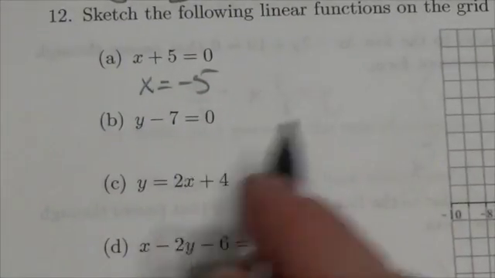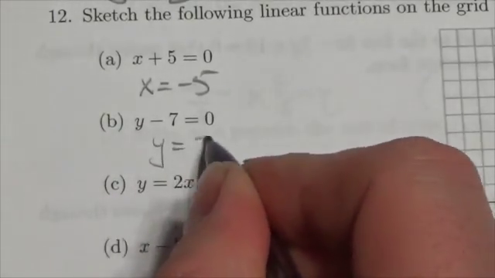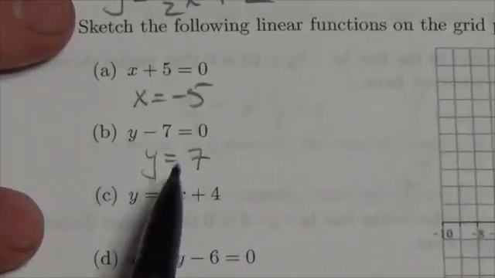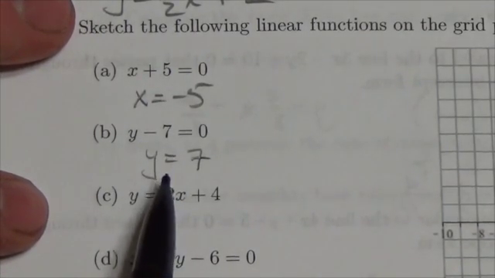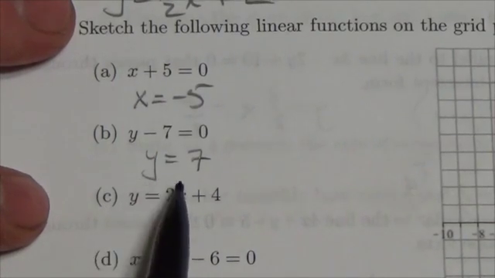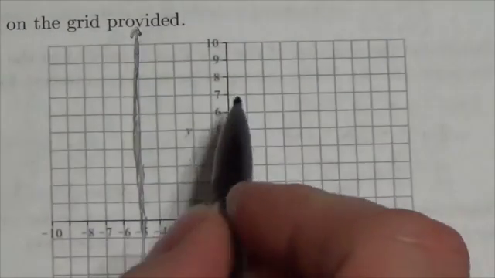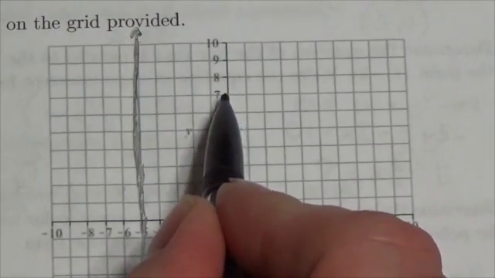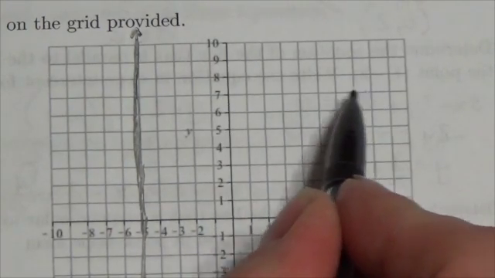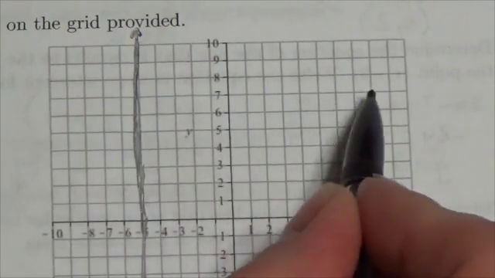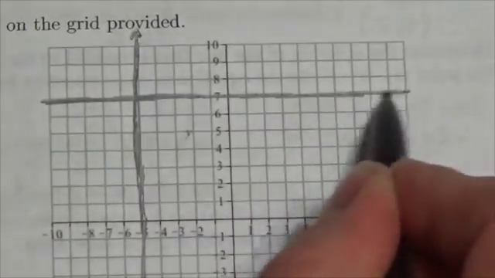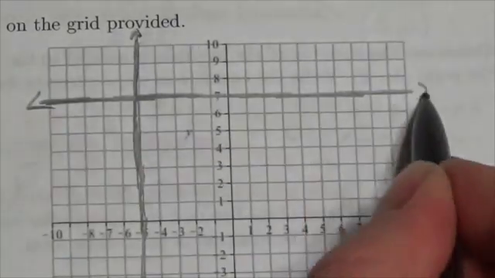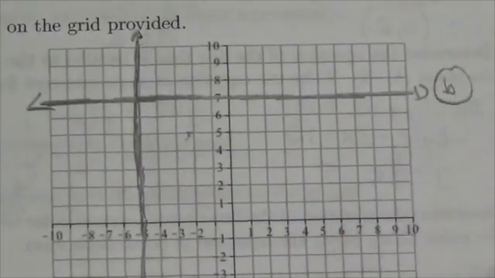y minus 7 is equal to 0. Let's isolate the y. In a very similar sense, this is a set of points where the y coordinate is 7. The y coordinate stays constant. The x can be anything. Now as a result, we take a look at where y is equal to 7 right here. Every point along that horizontal line has exactly the same y coordinate. And so this is the line that the equation is trying to describe. So I'll label that. There's B.